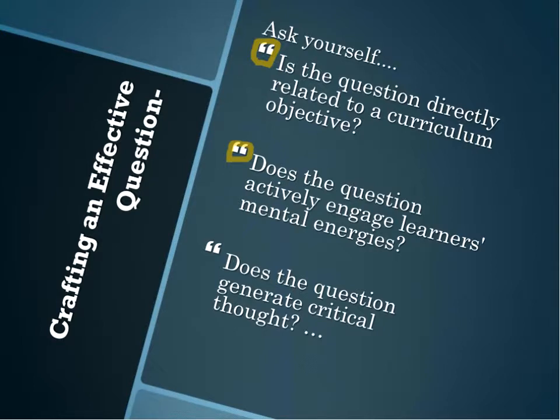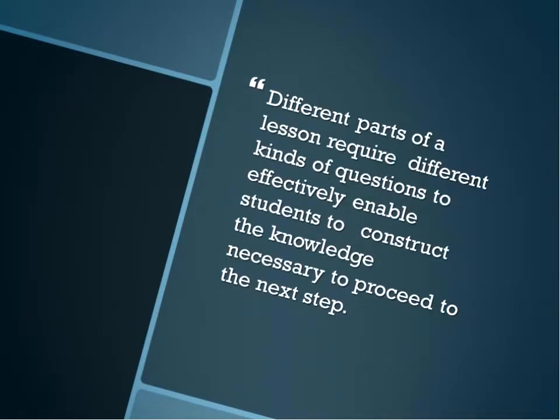In other words, not only is it going to make them think, but are there opportunities in place that are going to actually create moments where there's cognitive dissonance, opportunities for agreement and disagreement among people during a discussion? Does it require the student to actually infer, to look at data, to draw conclusions for themselves based on other things? That's the type of effective questioning that we want to aim for when we're writing good questions. And different parts of the lesson are going to require different kinds of questions to effectively enable students to develop the knowledge to proceed to the next steps.